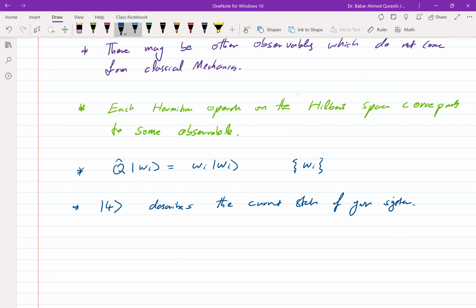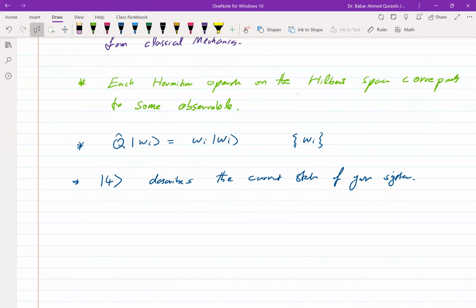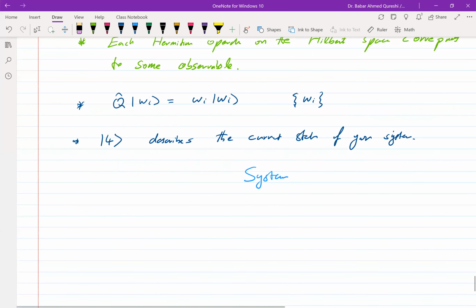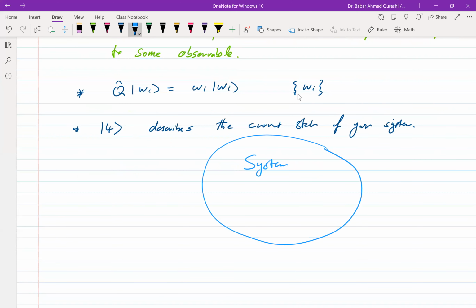So with the system, you have the system. With this is associated a Hilbert space. And this Hilbert space has obviously infinitely many elements. And these elements are vectors in this Hilbert space. And these vectors, you pick one that is one possible state of the system.